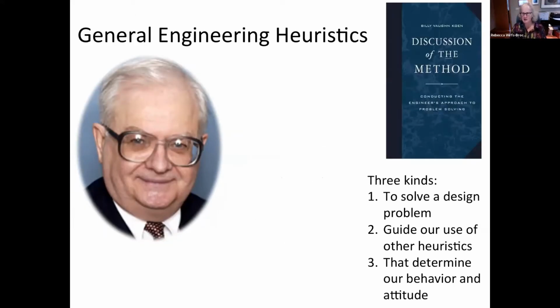So here's an example, and this was from his book. There were 3 kinds of heuristics, and we're going to talk about those and give examples of each one of those. To solve a particular design problem, or to guide our use of what to do next, what heuristic to apply next. So that's the second kind. And then we also have heuristics that determine our attitude and behavior towards the things and the way we design and work. So, for example, here's some general engineering heuristics that he talks about in this book.